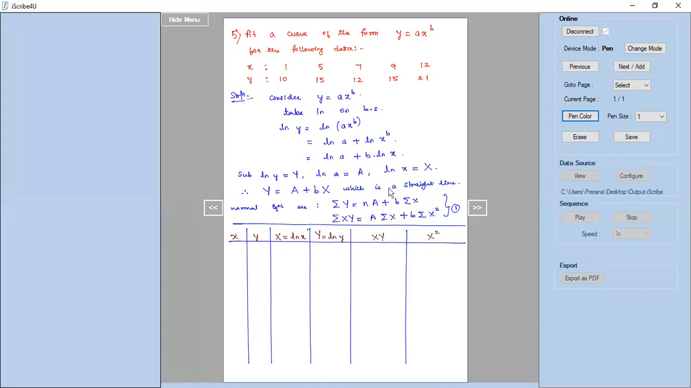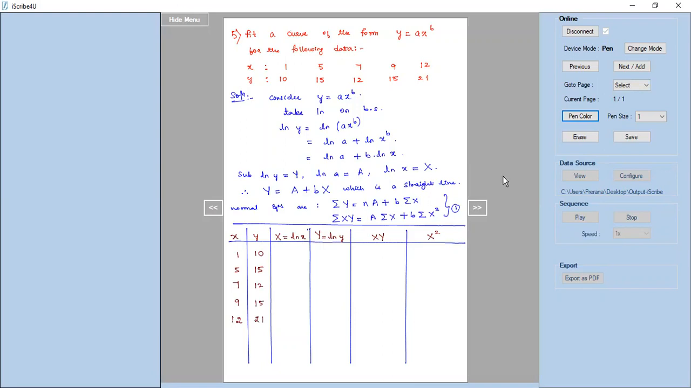Based on what all summations are required for us, accordingly we will prepare the table. We require summation capital Y, summation capital XY, summation capital X, summation capital X square. So accordingly, we have prepared these columns. Now let us fill small x, small y values, the given set of values from the data. Small x values are 1, 5, 7, 9, 12, and small y values are 10, 15, 12, 15, 21 respectively.